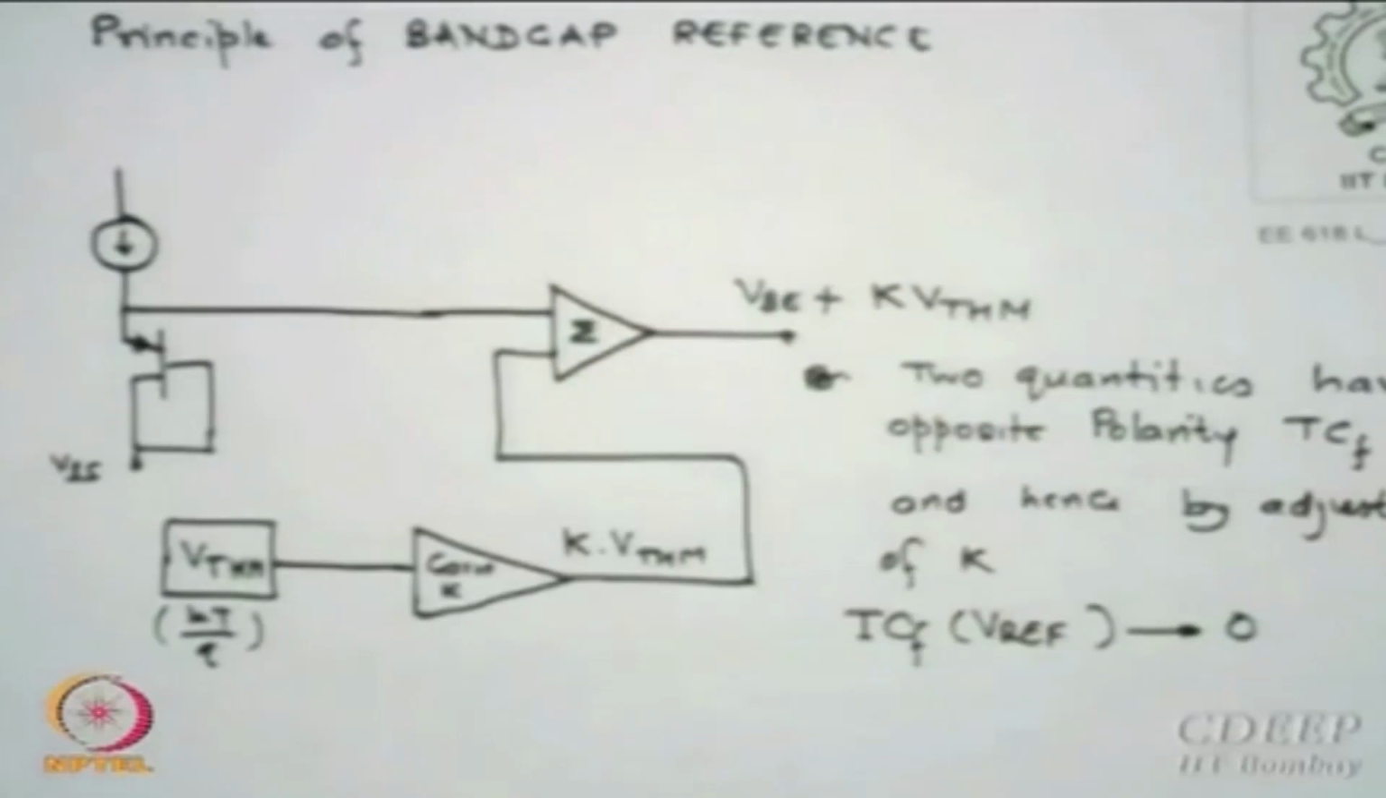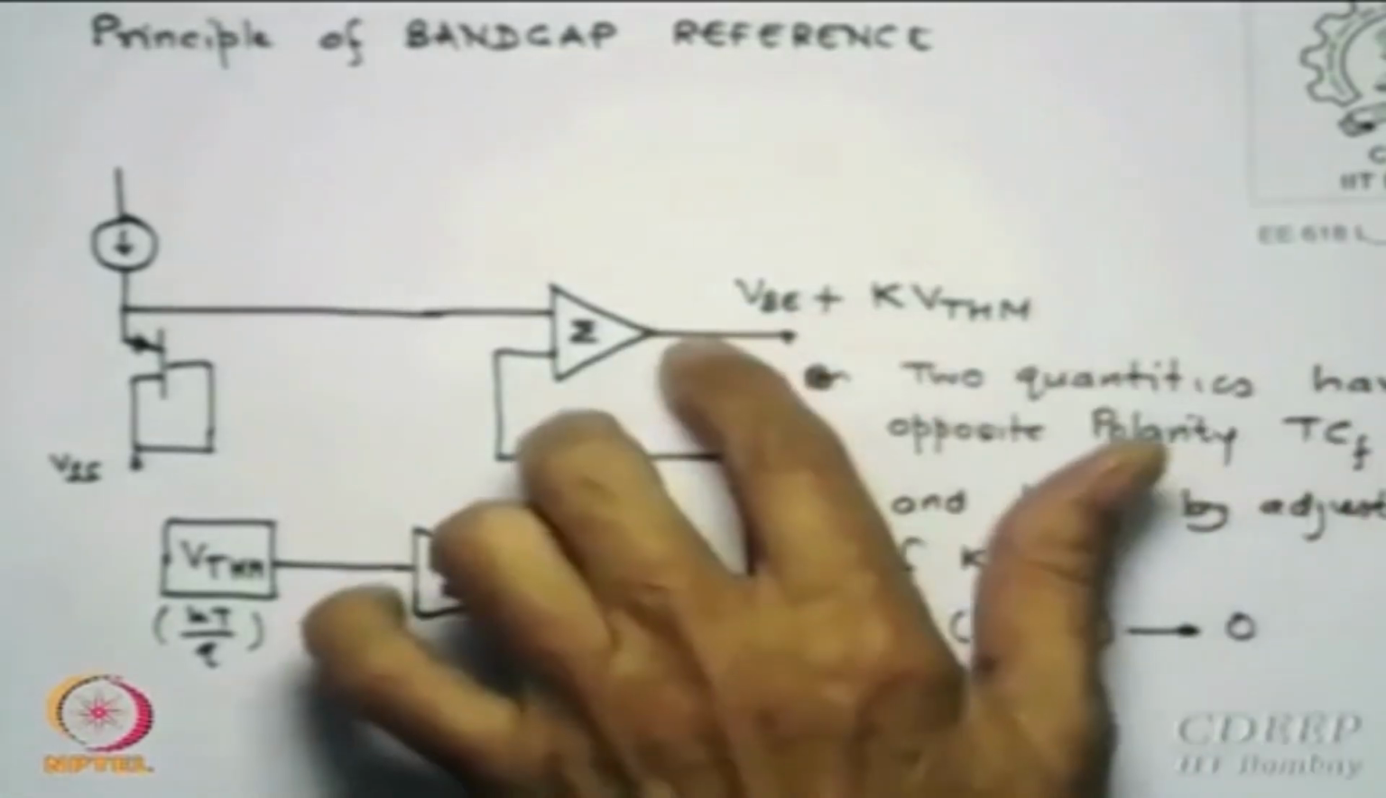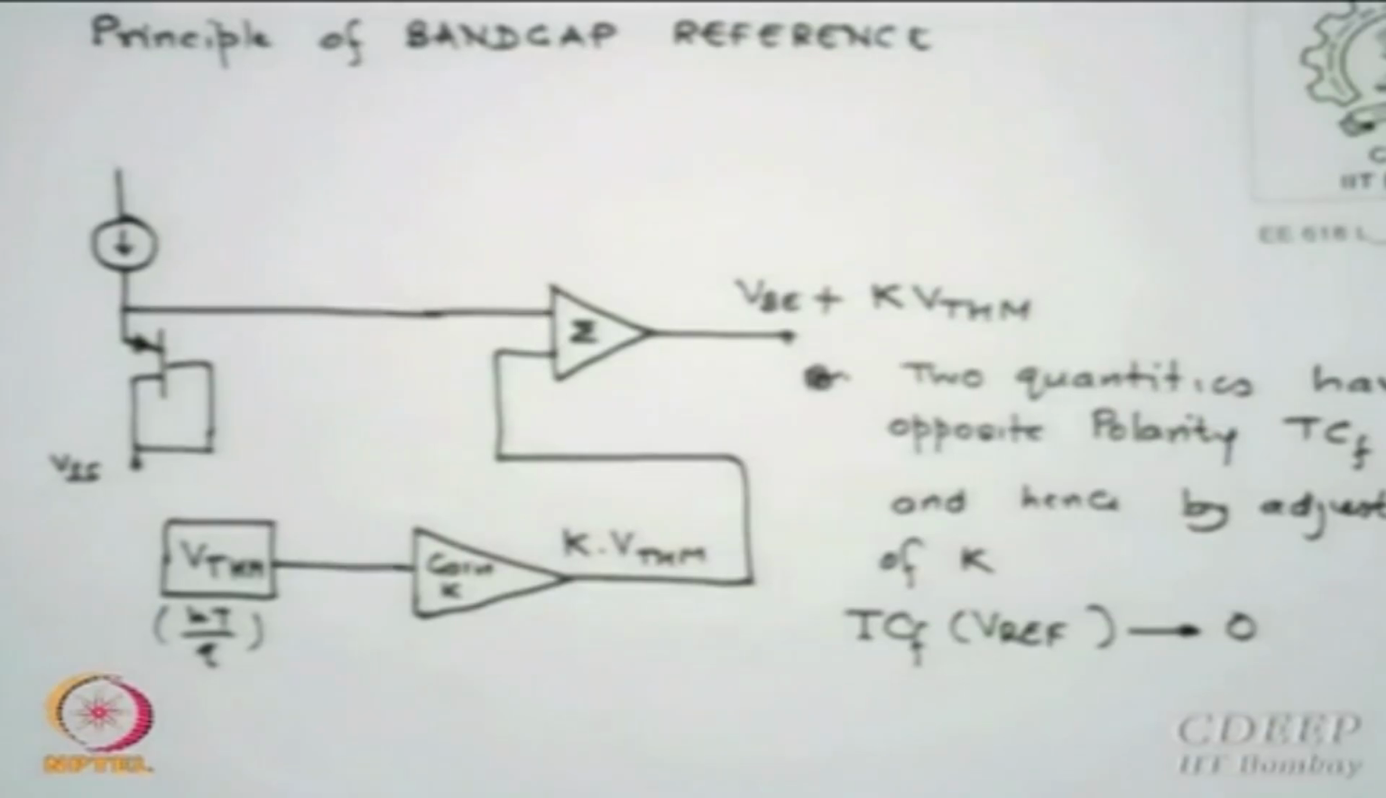This is a function of K, is that correct? So I can always adjust this one value, this may not be adjusted, but this value, so that it exactly becomes equal to the other in its coefficient. Is that clear to you? If that happens, what will happen? The TCF of this reference will be 0. So an ideal reference can be created. Is that clear? Is the principle clear?